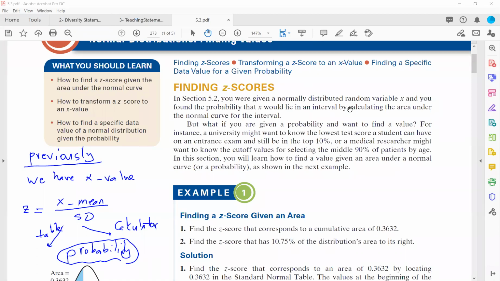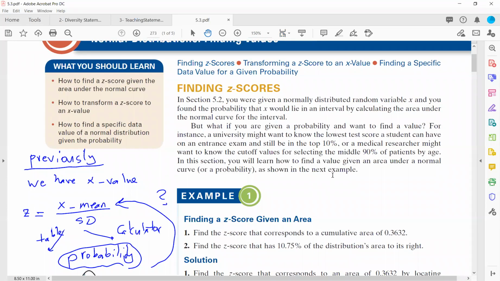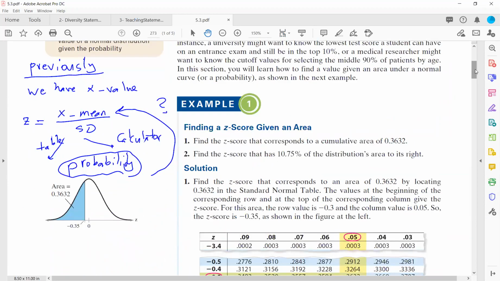Now here you have the probability. Here you have the area. Your goal is to find the Z score. So you have the probability and your goal is to find Z value. Let's take a look at one example to see what's going on. Example 1 says, find Z score that corresponds to cumulative area almost 36%.